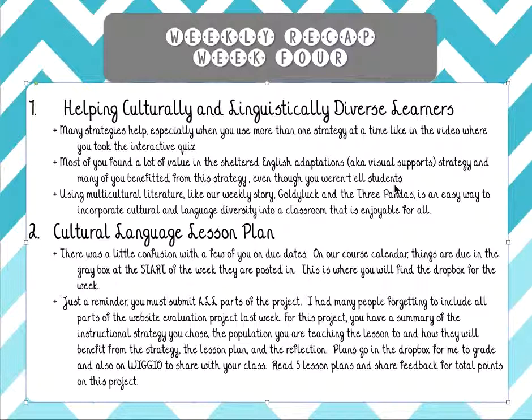And the last strategy is the multicultural literature. Just like our weekly story, Goldilocks and the Three Pandas, it's so easy to find literature out there, whether it be online, like our book was this week, or you go to the library and find traditional literature. But it's so easy to incorporate cultural and linguistic diversity into a classroom, and this is enjoyable for everyone. And I hope you enjoyed the book this week.